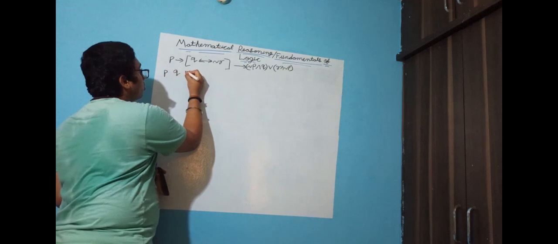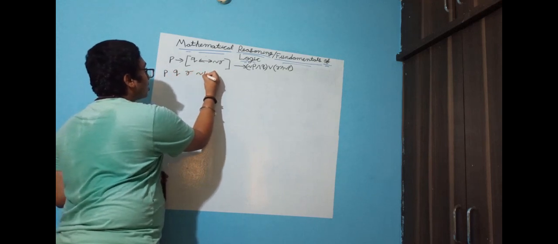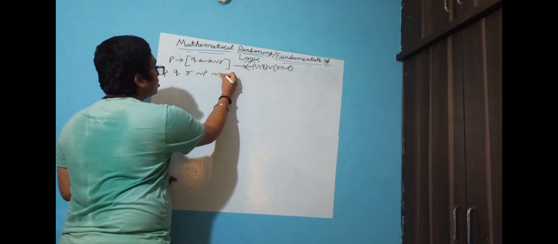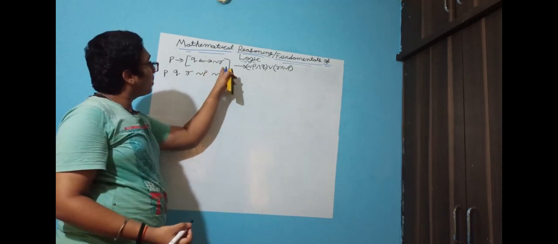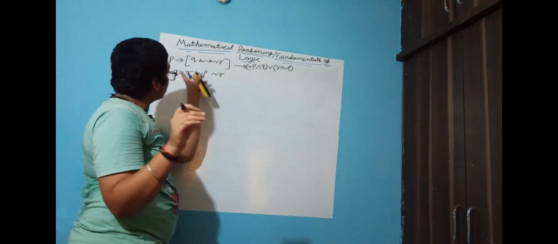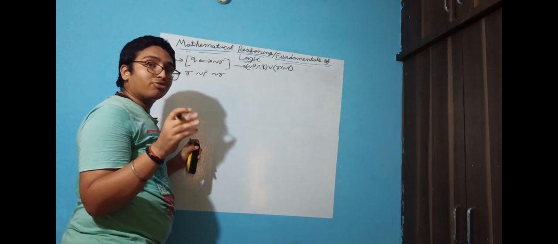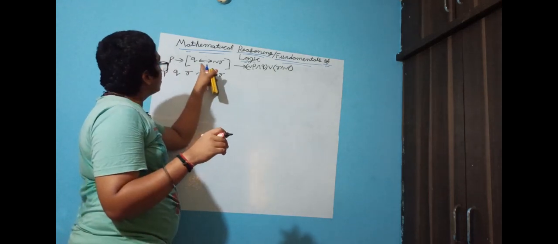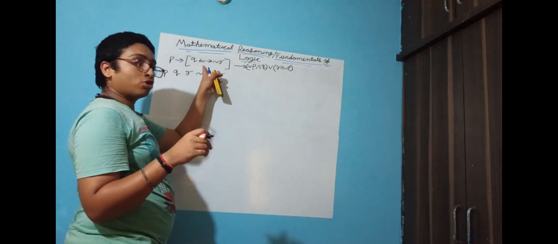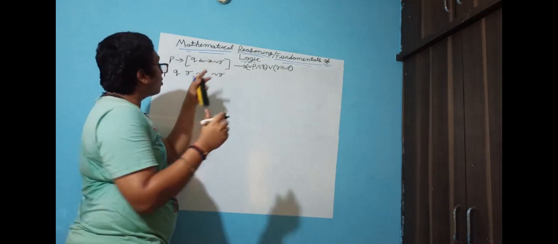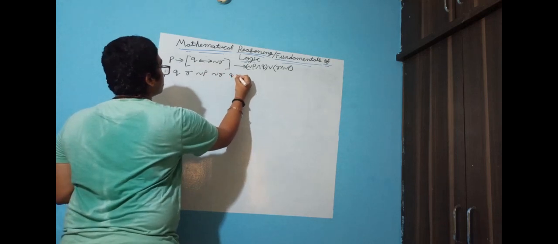P, Q, R. Negation P, negation R. Next, now go bracket wise. Don't do blindly P implication Q, because there will be lot of changes in the resultant. As they mentioned in brackets, you need to follow that order. Q if and only if negation R you need to do.